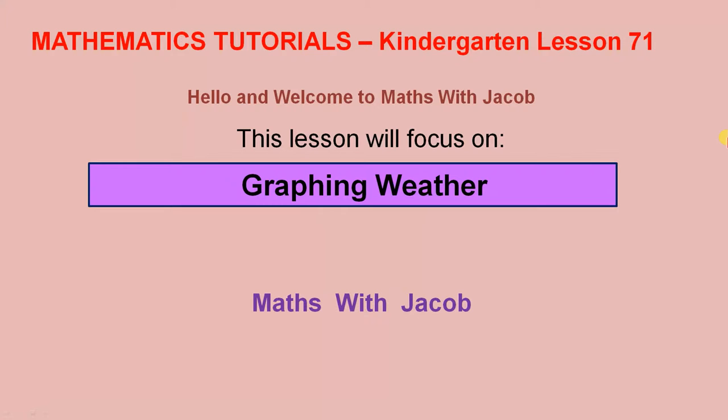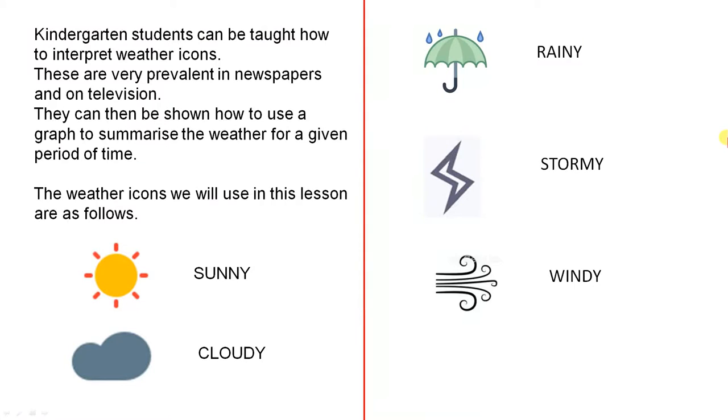This lesson will focus on graphing weather. Kindergarten students can be taught how to interpret weather icons. These are very prevalent in newspapers and on television. They can then be shown how to use a graph to summarize the weather for a given period of time. So the weather icons we will use in this lesson are as follows: sunny, cloudy, rainy, stormy and windy. And icons are just little diagrams.